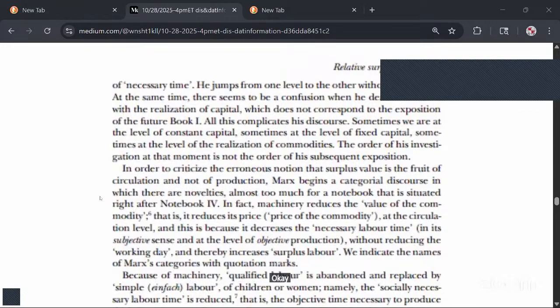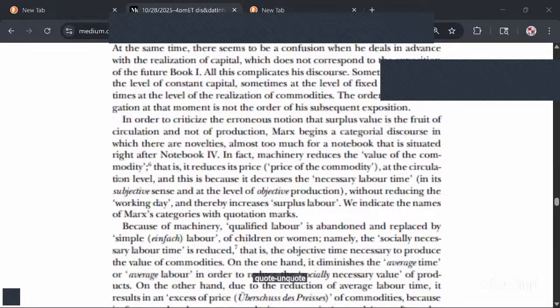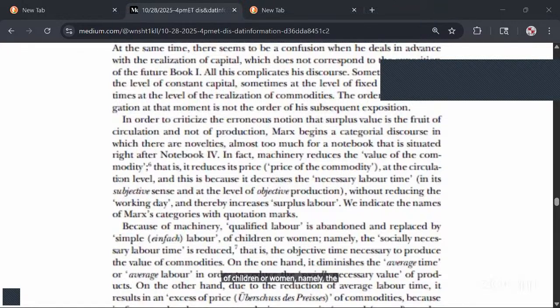Okay, because of machinery, quote unquote, qualified labor is abandoned and replaced by simple, einfach labor of children or women. Namely, the socially necessary labor time is reduced. Footnote 7. That is the objective time necessary to produce the values of commodities. On the one hand, it diminishes the average time or average labor in order to reduce the socially necessary value of products.